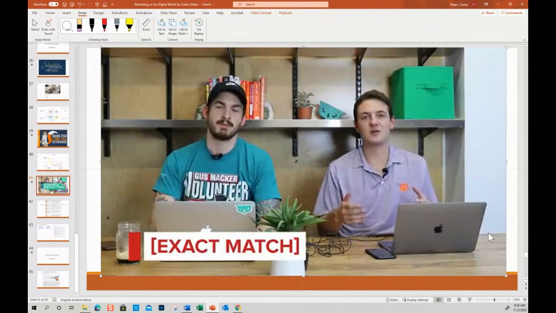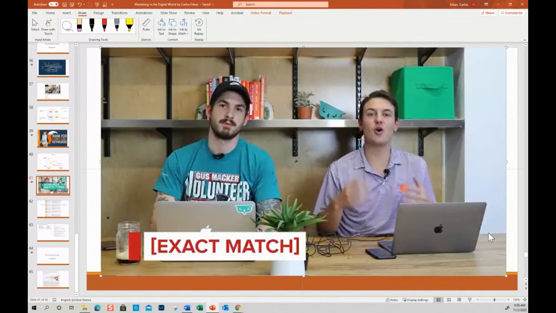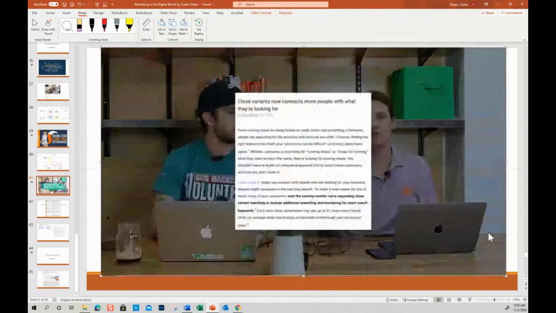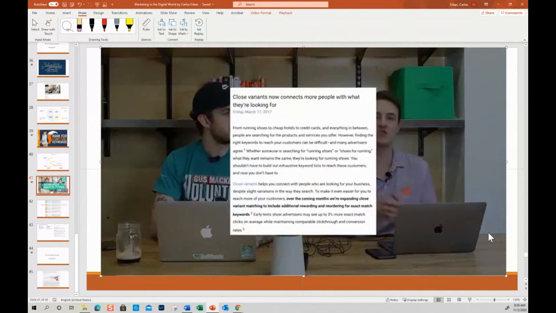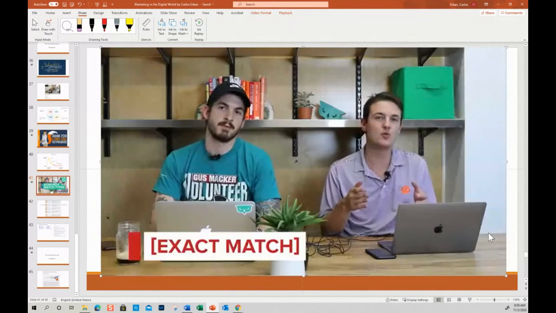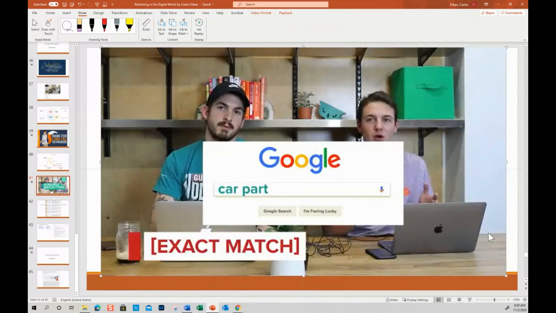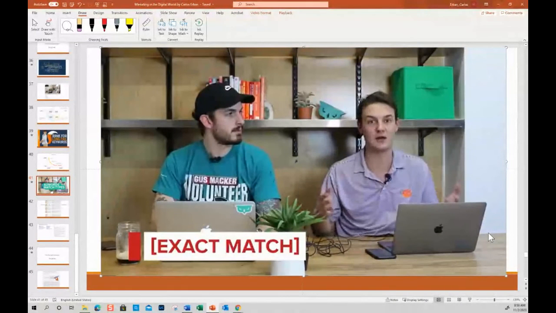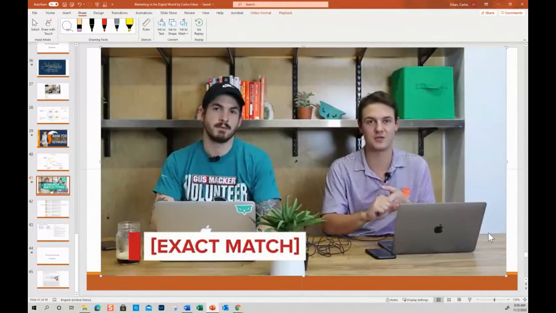So exact match keywords will result in search terms that are almost exactly equal to the keywords. Now, a couple of months ago, Google announced that exact match keywords will show up for close variants. So if you do exact match car parts, you will show up for car part and car parts and cars part, the plurals, and maybe some very small misspellings. The variations won't be as wild as broad match, won't be as wild as broad match modified.